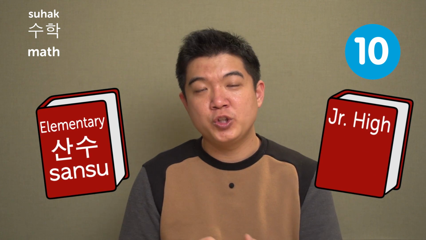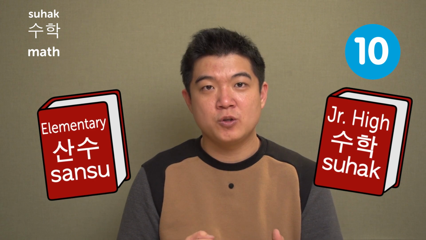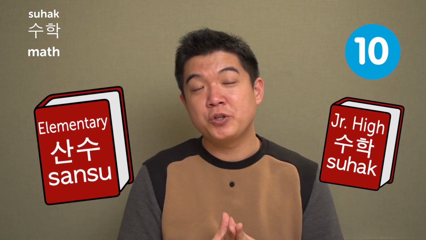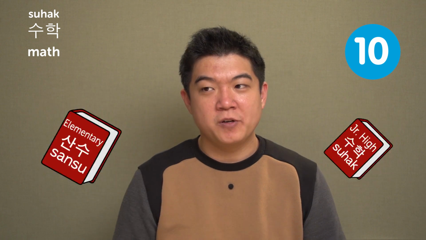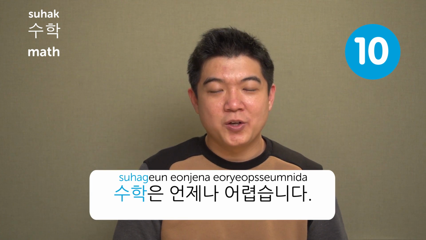수학, math. There are actually two words that mean math, 산수 and 수학. 수학 means math in general. 산수 sounds like some simple math that you can learn in elementary school. So when you see a textbook for elementary school students, it says 산수, but for junior high school students, it says 수학. So when you teach math to elementary school students, make sure you use the word 산수, not 수학. For example, you can say 수학은 언제나 어렵습니다.